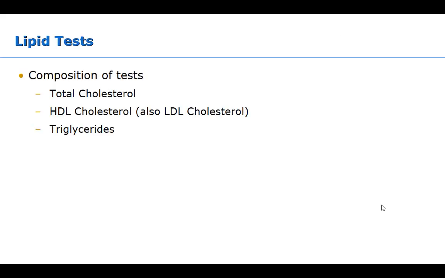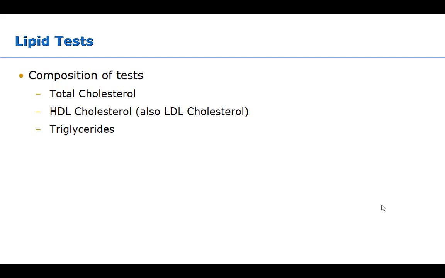Now looking at the lipid tests which are usually done when you take a blood sample, you measure total cholesterol. When you're measuring total cholesterol, you're measuring cholesterol across all the lipoproteins, right? You're measuring whatever is present in VLDL, LDL, HDL, right?